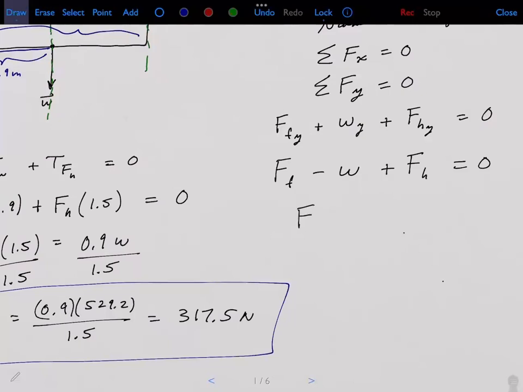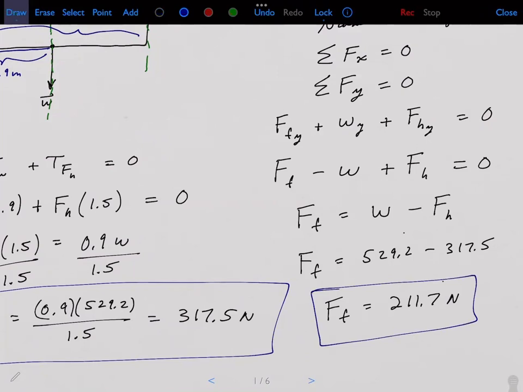Right, so force on feet is simply going to equal, well, if I add W to both sides and then subtract FH, it'll be W minus FH. And if I plug in, remember her weight was 529.2. And then the force on her hands was 317.5. So then that's going to give me the force on her feet must be 211.7 newtons.